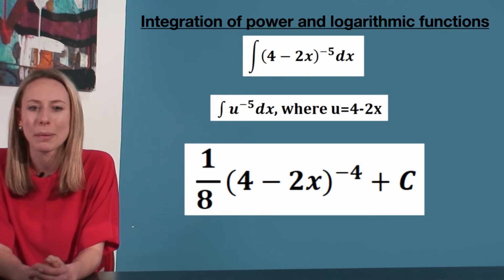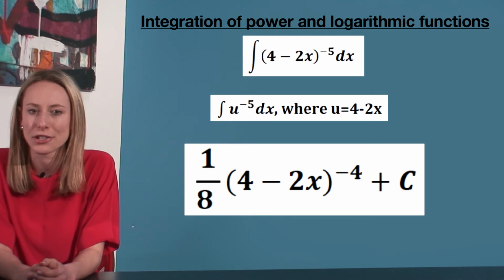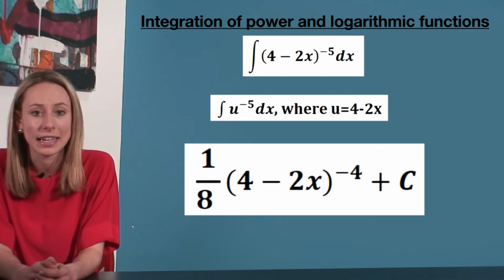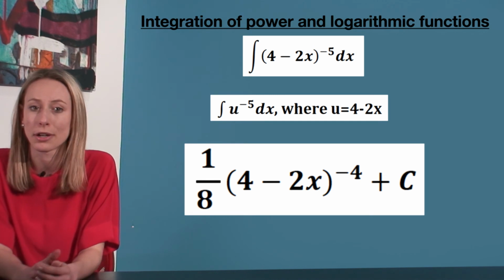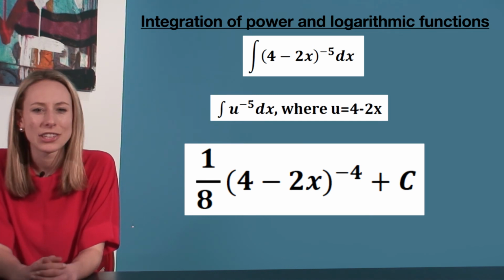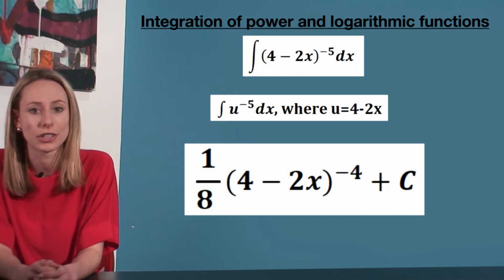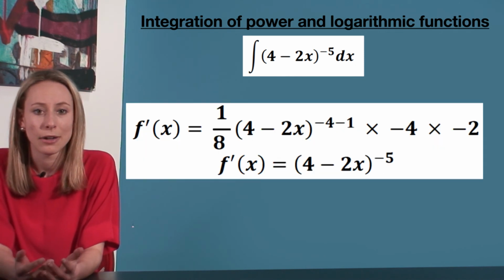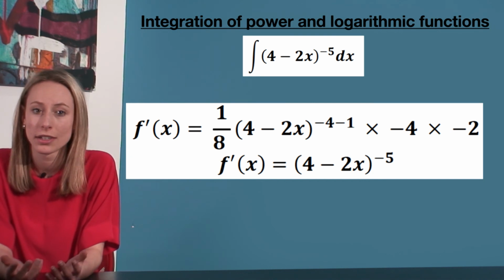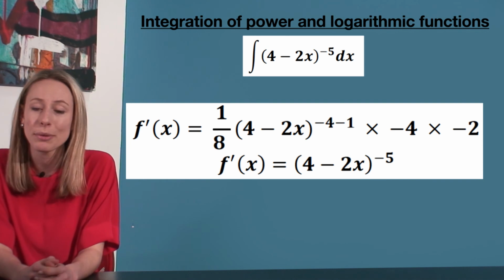It is important to remember to keep the constant c always in the equation, but we don't need to divide it by the -2, since its value is arbitrary. At this stage, if we are not confident of our answer, we can always use the chain rule to differentiate the function and check. Now, f'(x) is (4 take away 2x) all to the power of -5, which was our initial function, so we know we are right.